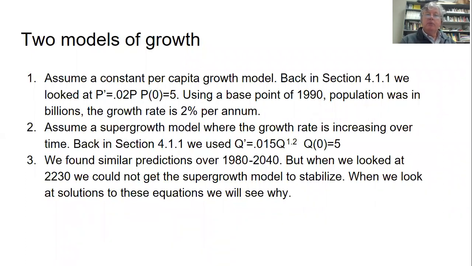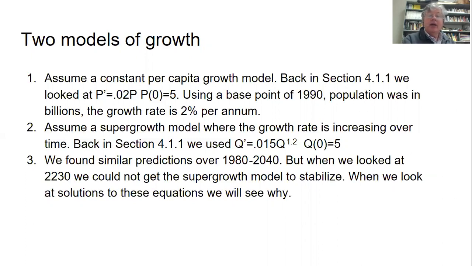So we're going to look at 2 models of growth. We looked at these back in section 4.1.1. There's the constant per capita growth model. And in that section, we looked at the situation in the world around the year 1990, when growth rate was around 2% per annum, and there was 5 billion people in the world. So our model is P prime equals 0.02P, the 0.02 being the 2% growth, and P0 equals 5 standing for 5 billion. And we're going to compare that with the supergrowth model, which is the one where the growth rate is increasing over time. The one we looked at was Q prime equals 0.015 Q to the power 1.2. And again, Q0 equals 5 because we've got 5 billion.